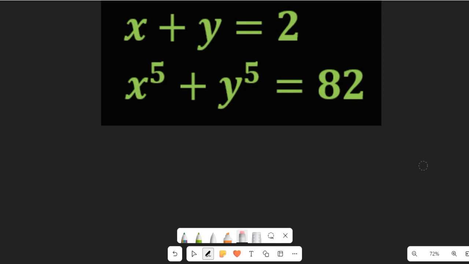You may have other methods of solving equations like this, but I want to introduce you to one simple method of solving equations like this.